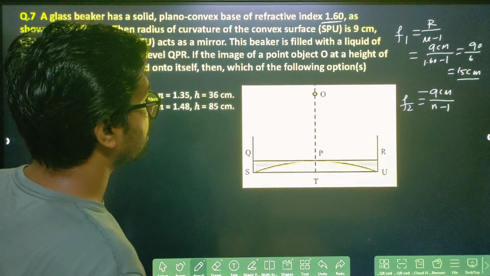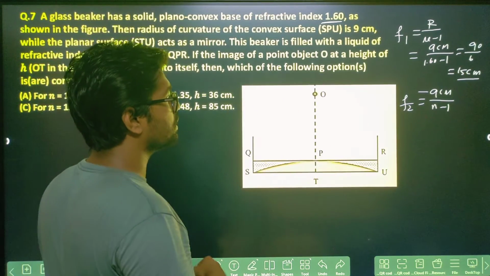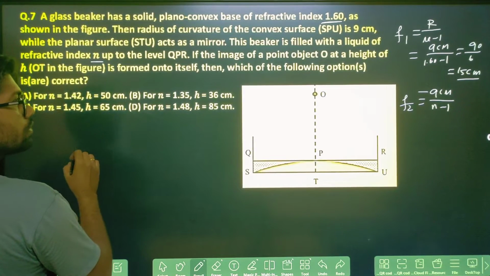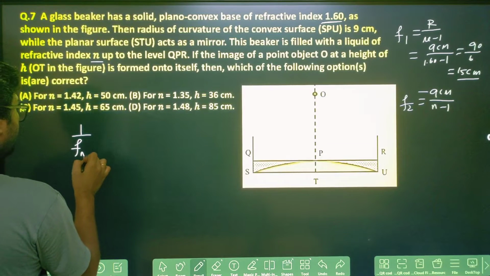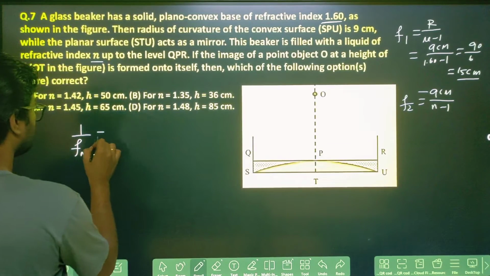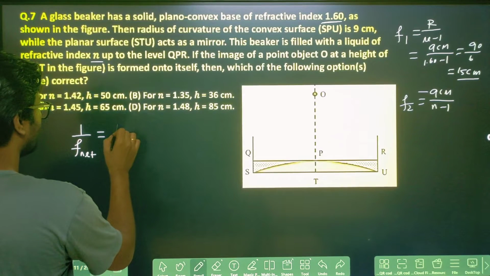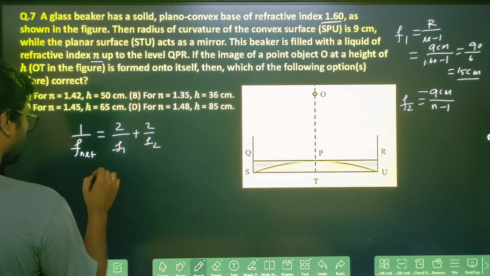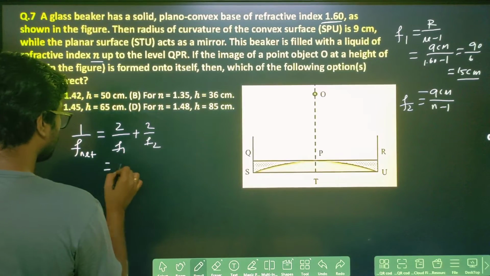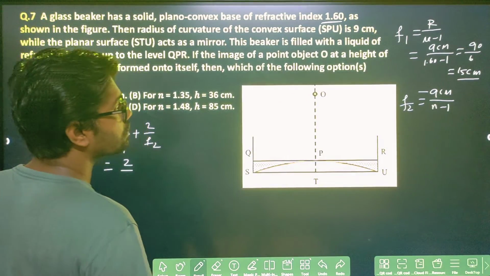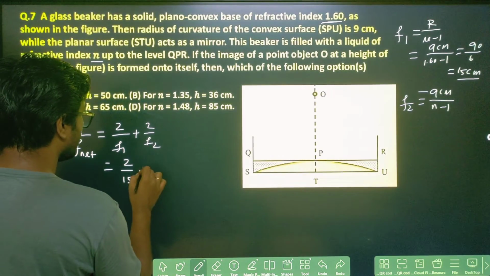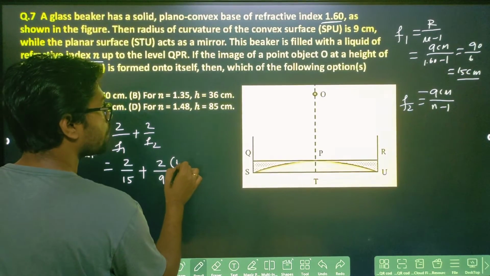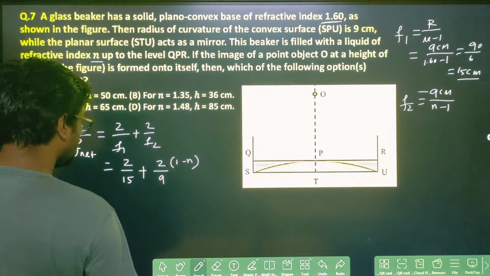Now I have to find out the composite center of curvature. To find that, first find out the net focal length or composite focal length. For net focal length, F net I am writing for both the lenses will be equal to 2 divided by F1 plus 2 divided by F2. What will be 2 divided by F1? F1 is 15, right? Plus 2 divided by F2. F2 will be, I am writing, 9 divided by 1 minus n. Clear?